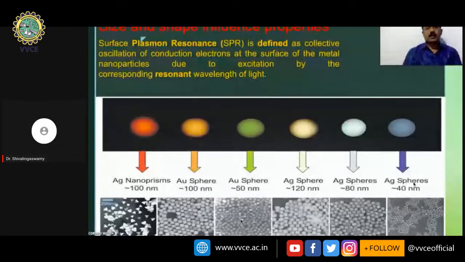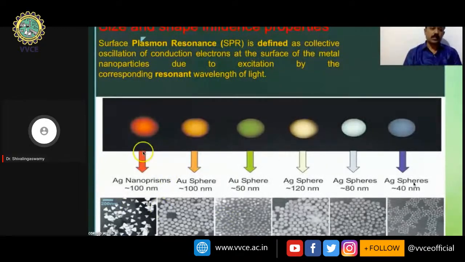These nanoparticles have a high surface area, and if you consider the conduction electrons at the surface, they will be oscillating with a certain frequency. When you allow light of a suitable frequency, matching this oscillating frequency, there will be resonance, and this is what is called surface plasmon resonance. Because of that, the light that is seen by us is the complement of the light absorbed by these electrons. Hence, different sized nanoparticles will exhibit different colors.